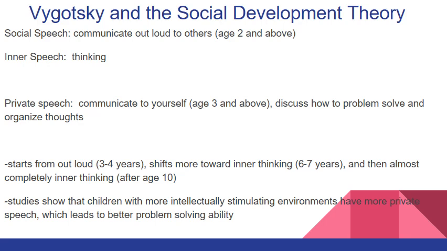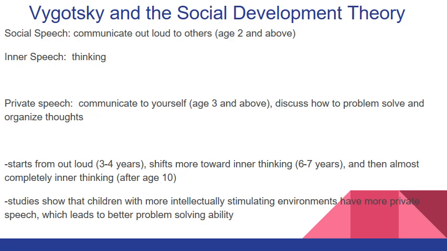Later, it shifts more toward inner thinking, but there's still sometimes where they might talk out loud to hash out their thoughts at ages 6 through 7 years. And then finally, by age 10, almost all of the thinking is inner focused and silent inside a person's mind. But either way, the person is still cognitively and cognizantly considering what they are thinking and how they're organizing information in their heads.